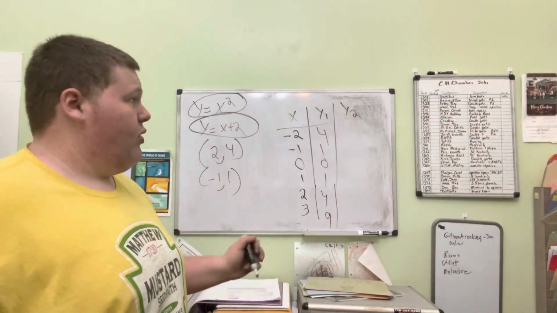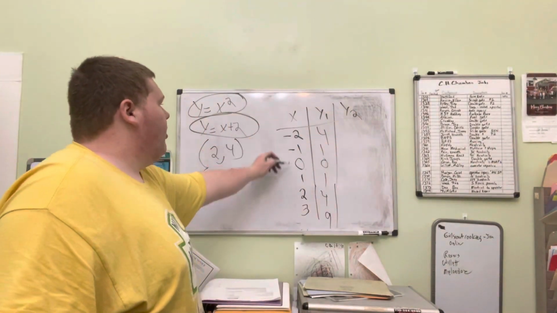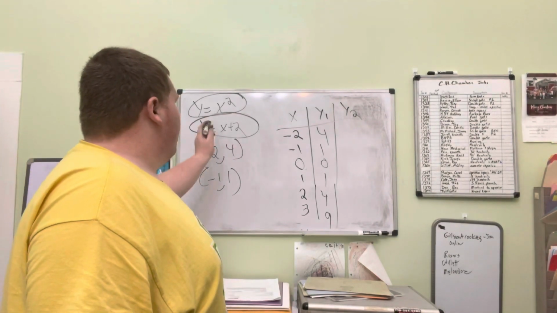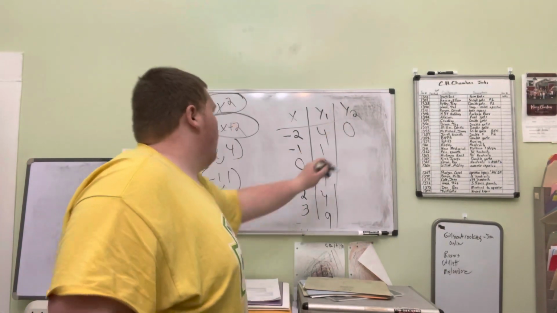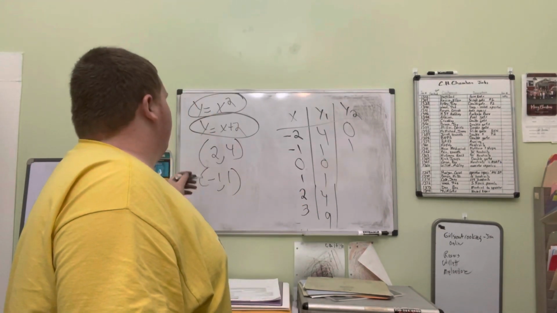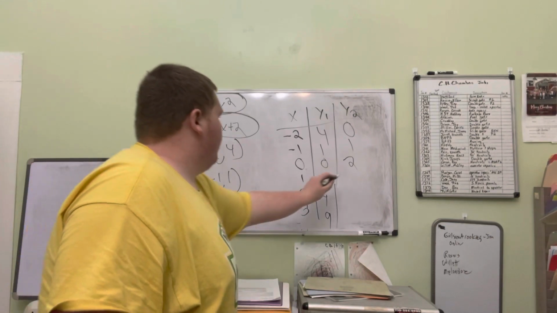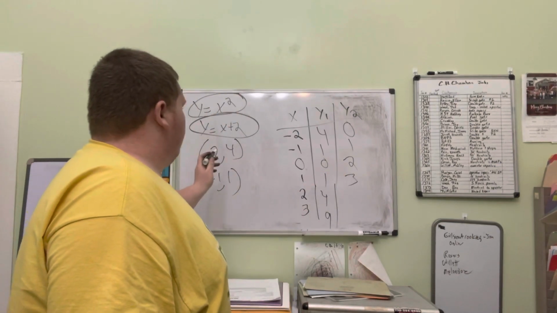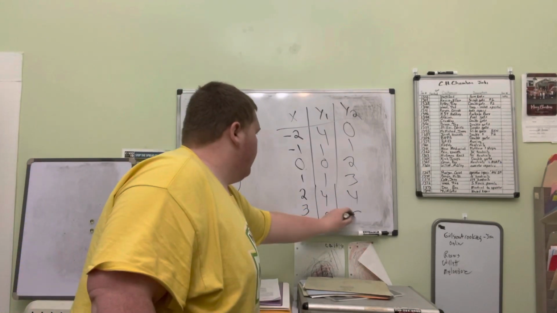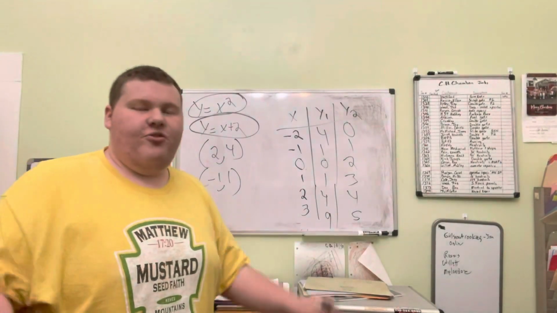Now let's go to the second equation, which is represented by y2, meaning we're going to start plugging in all of these x values into the second equation. So y equals negative 2 plus 2, that is 0. Negative 1 plus 2, that is 1. 0 plus 2, that is 2. 1 plus 2 is 3. 2 plus 2 is 4. 3 plus 2 is 5. Okay, we filled out the chart.